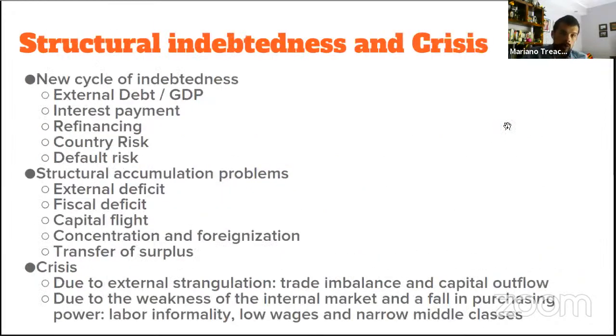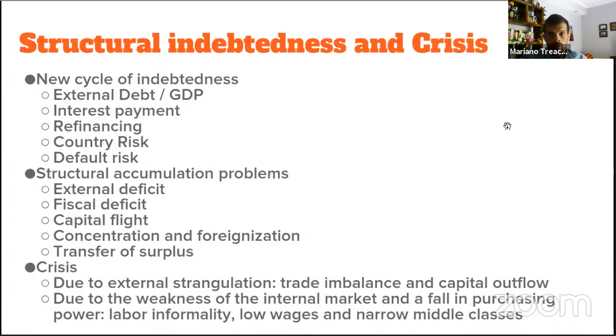And to end this presentation, we have some economic indicators of structural indebtedness and crisis, being Argentina the country that experienced the highest indebtedness cycles in the last 4 years during Macri's administration. We have a new cycle of indebtedness, this ratio between external debt and GDP, increasing interest payments, the need for refinancing the debt payments, and the high levels of the country risk and the default risk. We also have these structural accumulation problems, the external and fiscal deficits being one of the key elements.